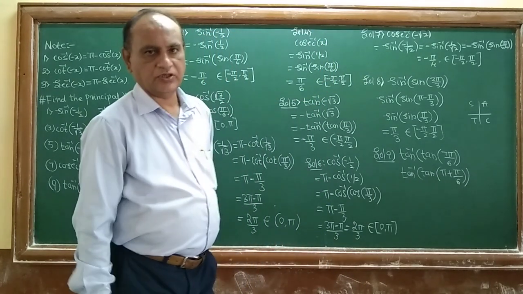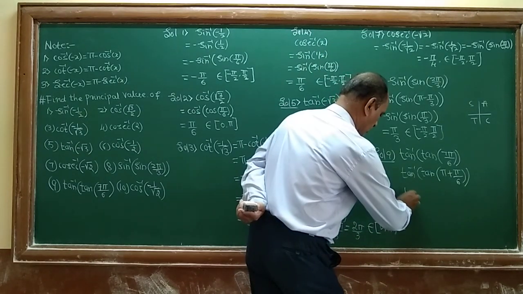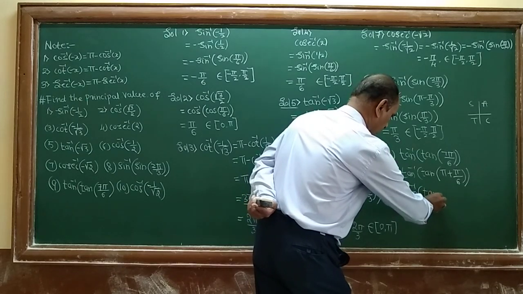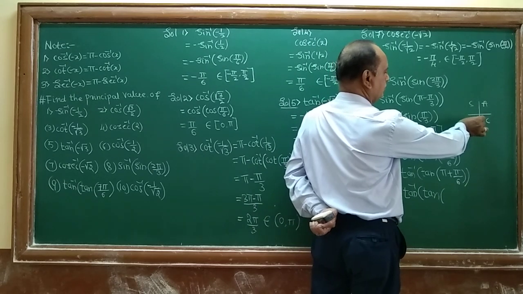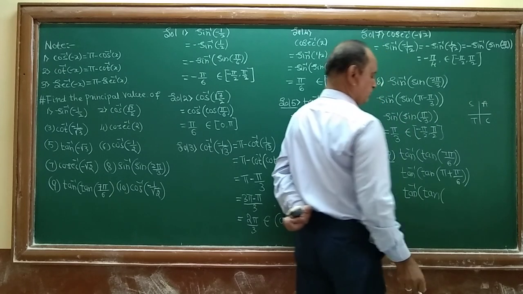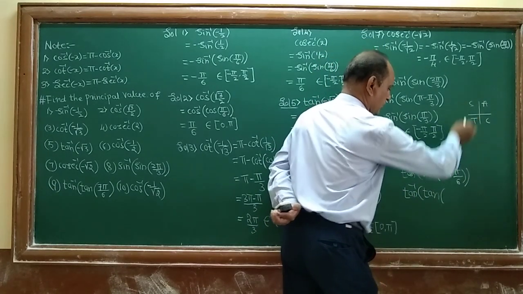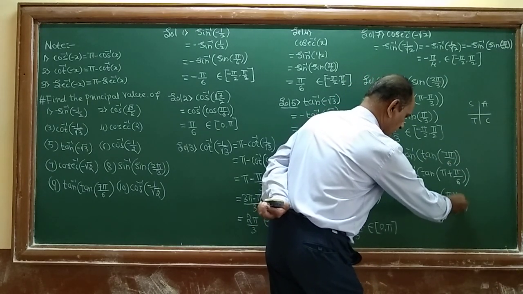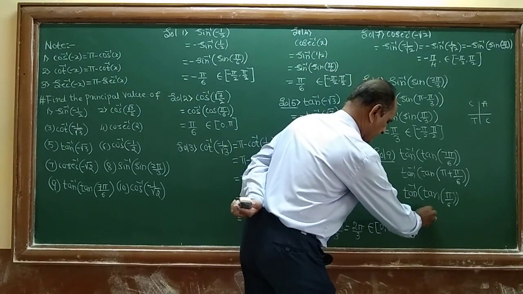7 pi by 6 is nothing but pi plus pi by 6. Then again write in the simplest form, the tan inverse ಅನ್ನು ಹಾಗೆ ಬರೆಯಿರಿ, tan of pi plus pi by 6. It lies in the third quadrant. Tan is always positive. Tan of 180 plus theta means it lies in the third quadrant. So tan of pi by 6. In the end, the answer of tan inverse of tan is pi by 6.